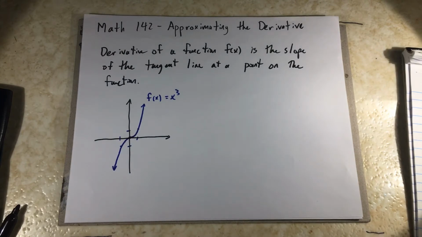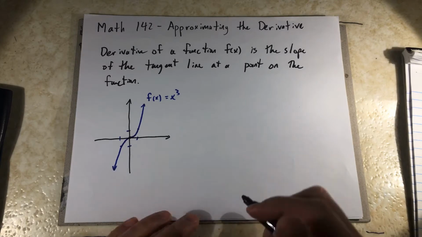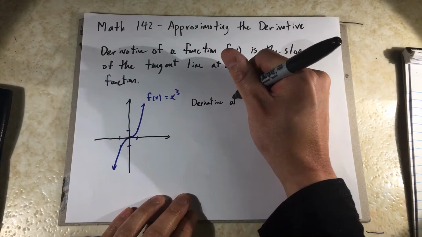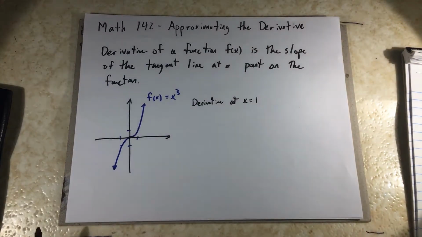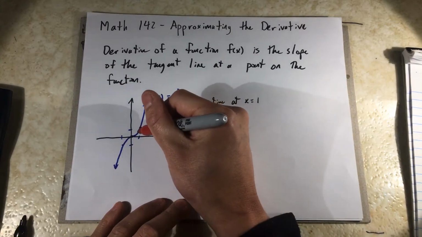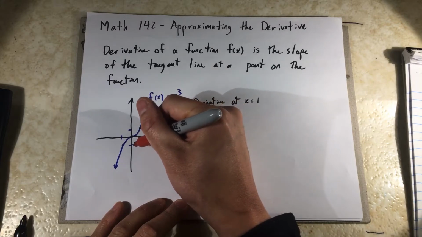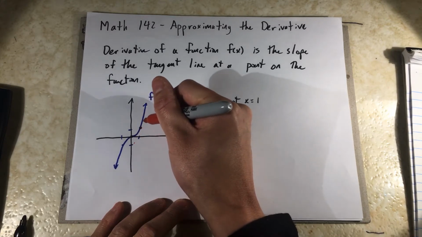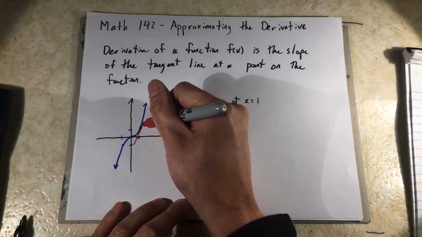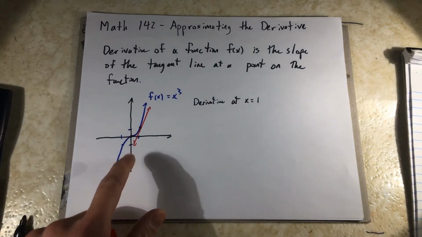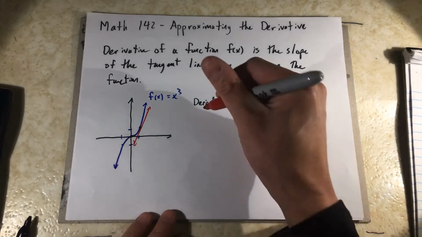So let's say that we wanted the derivative at x equals 1. So what you would do is you identify the point, and then you would draw a tangent line to that point. So tangent is where it just touches that point, and it symmetrically moves away in either direction. So something like this. Okay. So that would be the tangent line, and the derivative would be the slope of the tangent.